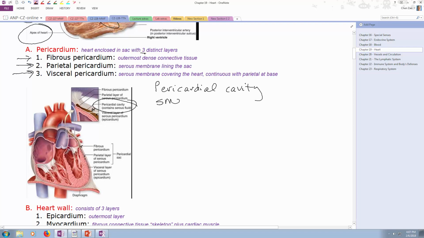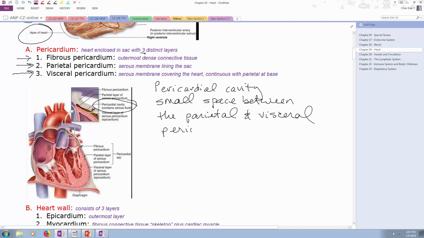It's a very small space between the parietal and visceral pericardium. It contains a small amount of serous fluid that is designed to decrease friction between the two surfaces.